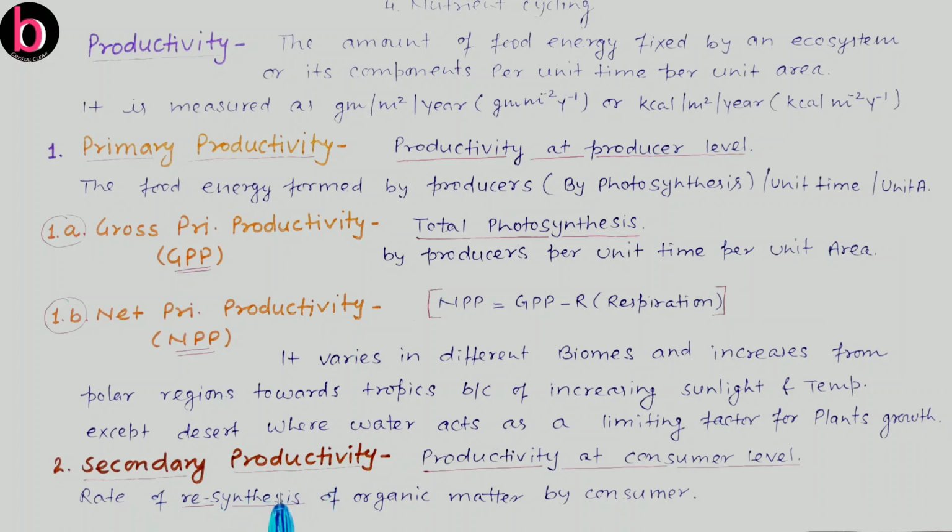Now secondary productivity. This is productivity at the consumer level. In NCERT, secondary productivity is defined as the rate of formation of new organic matter by consumers. But actually this is resynthesis of organic matter by consumers from what they take from primary producers. There is actually no new synthesis by consumers because they depend on plants for all their needs. That's why here there is only resynthesis of organic matter.